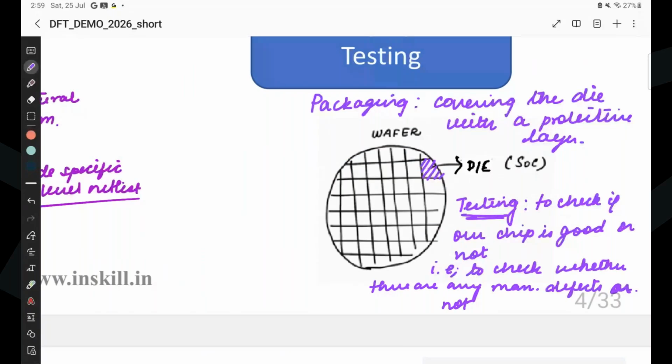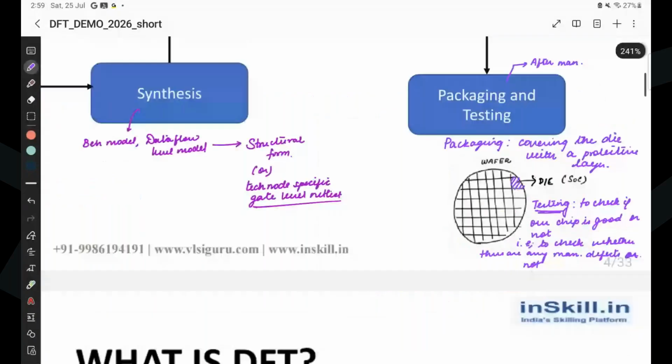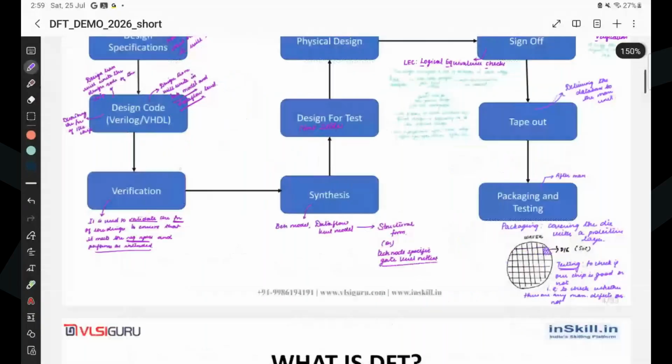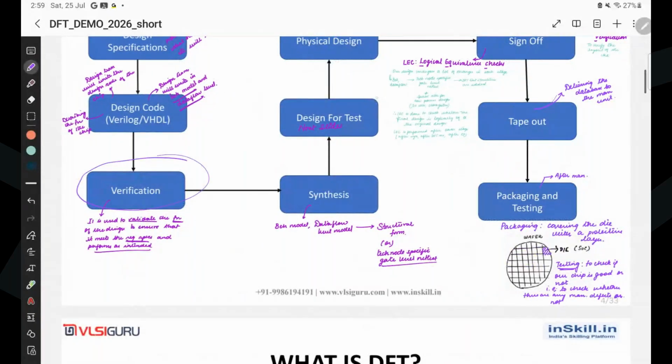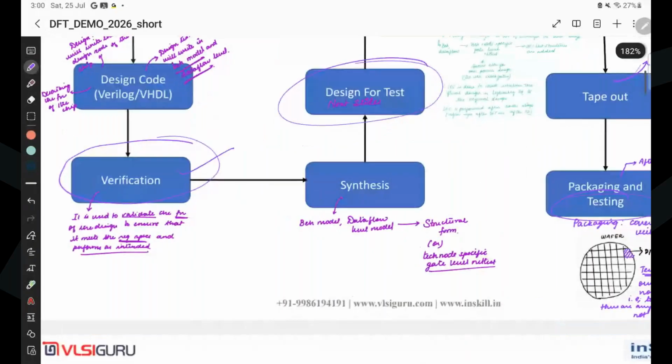So now let's try to understand in the upcoming slides. We will try to understand in more detail what is verification, what is design for testability, and what is testing. So we will understand these three things in more detail in the upcoming slides.